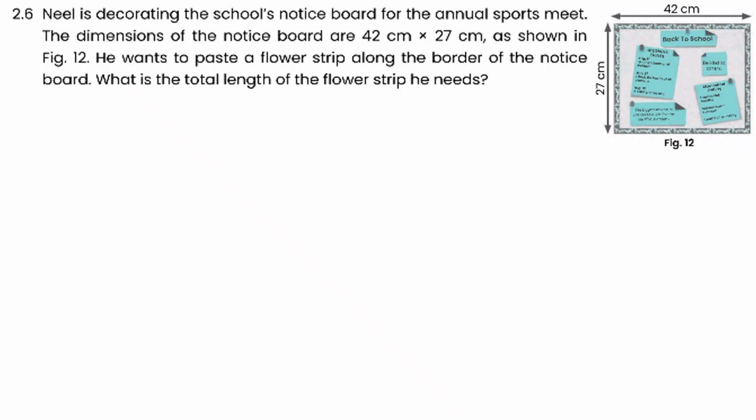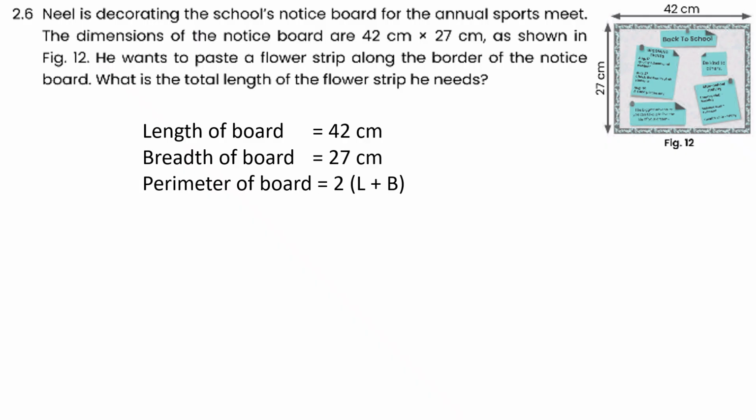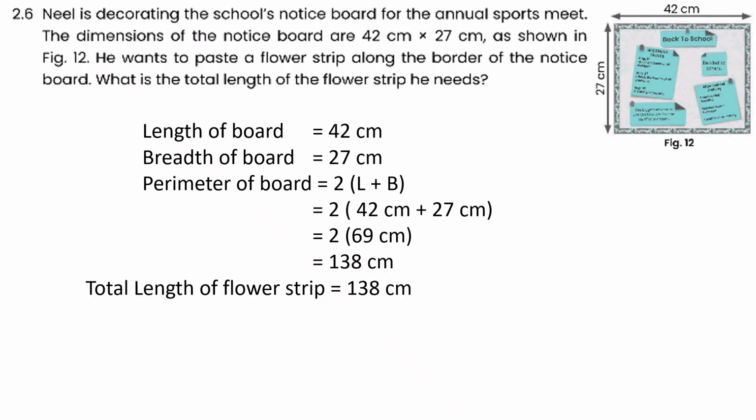So here he will find out the perimeter of the notice board. Okay. So length, then breadth, then perimeter. Formula 2(L plus B). Then write the values of L and B, which are 42 and 27. Firstly you will add them. When you add you will get 69, then multiply. Okay, so this will be the required length of the flower strip.